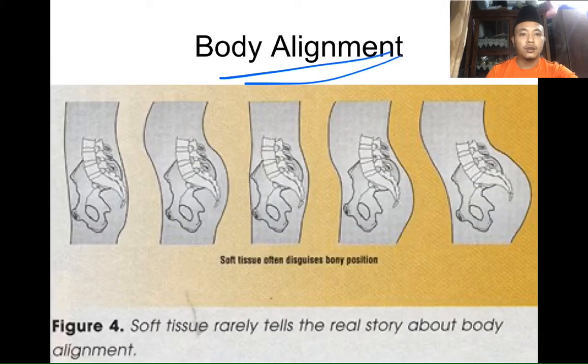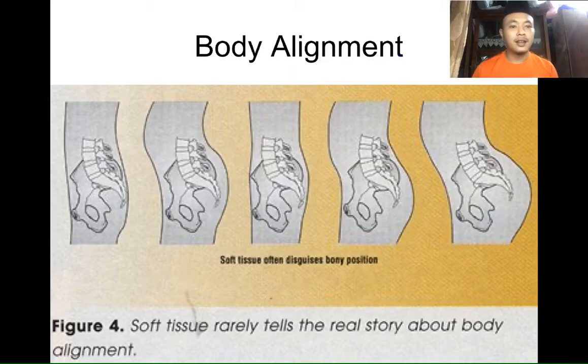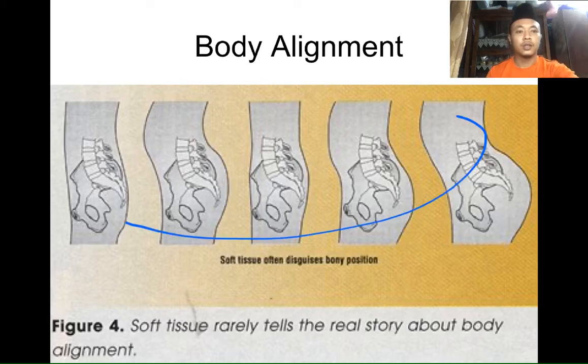Next slide is your body alignment, and please take note that your soft tissue rarely tells the real story about your body alignment, which is your bone. Maksudnya tak semestinya badan awak banyak lengkung, maksudnya tulang awak bengkok. Tak, sometimes your soft tissue, your muscle tissue lain bentuk dia. Dia tak semestinya ikut bentuk tulang awak. Inilah contoh-contoh dia.